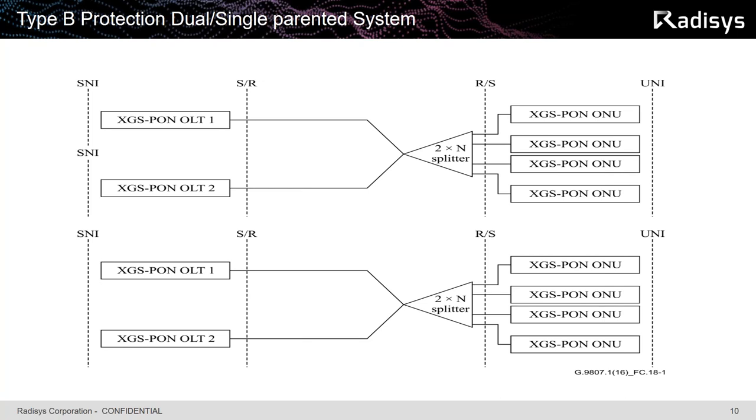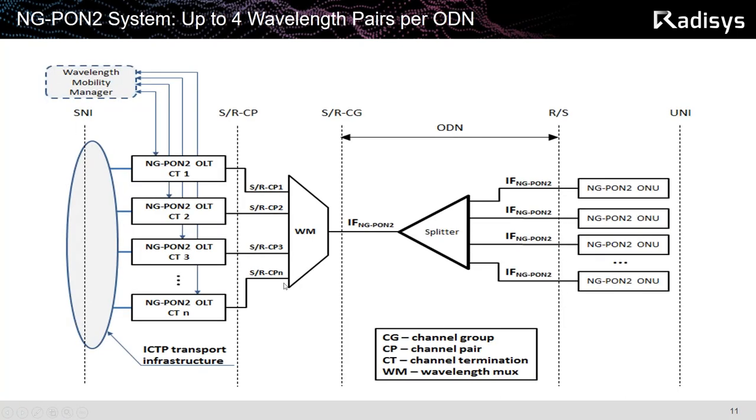Right. So, yeah, we'll get to that in a little while, and we can talk about it in more detail. Okay. So I'll just go through this pretty quick. I don't want to waste too much time on this. There are similar requirements for NG-PON2, with the exception that NG-PON2 systems right now have up to 4 wavelength pairs per ODN. So I can have 4 PON ports or channel terminations, with 4 different wavelength pairs. They all get multiplexed together in a wavelength mux, and all 4 pairs traverse the ODN. Then the ONUs can select any one of those 4 pairs to sync up with, and depending on failures, they can move from one wavelength to another.